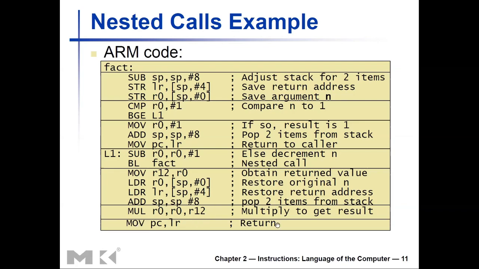And then finally you return. And this is the else part actually. Else part, that is if n is greater than or equal to 1. If it was not the case, if n was smaller than 1, that is n is 0, all you have to do is return 1, and that you can do by moving 1 into R0 and releasing the stack space.